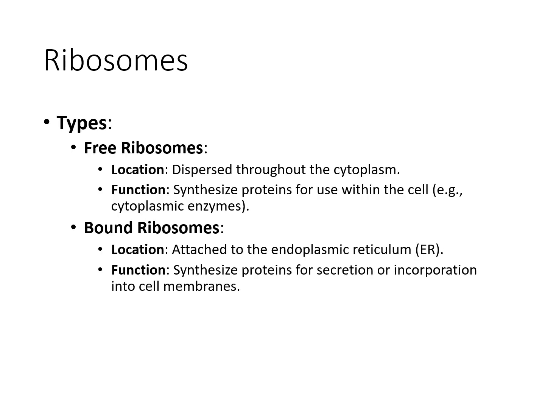There are two types of ribosomes in eukaryotic cells, free and bound. Free ribosomes are dispersed throughout the cytoplasm and synthesize proteins used within the cell, such as cytoplasmic enzymes. Bound ribosomes are attached to the endoplasmic reticulum, forming what we call the rough ER. These ribosomes synthesize proteins destined for secretion or for insertion into cell membranes.